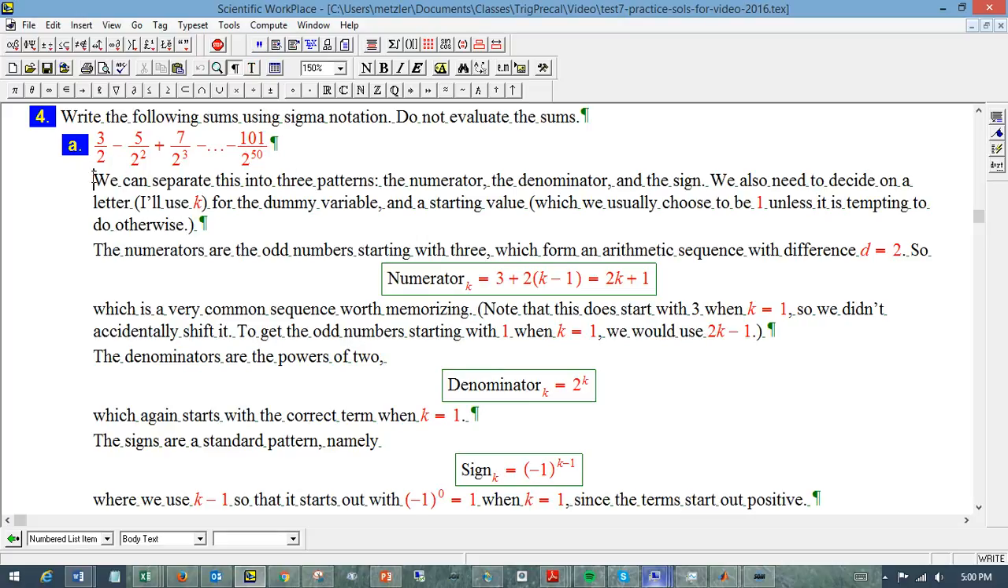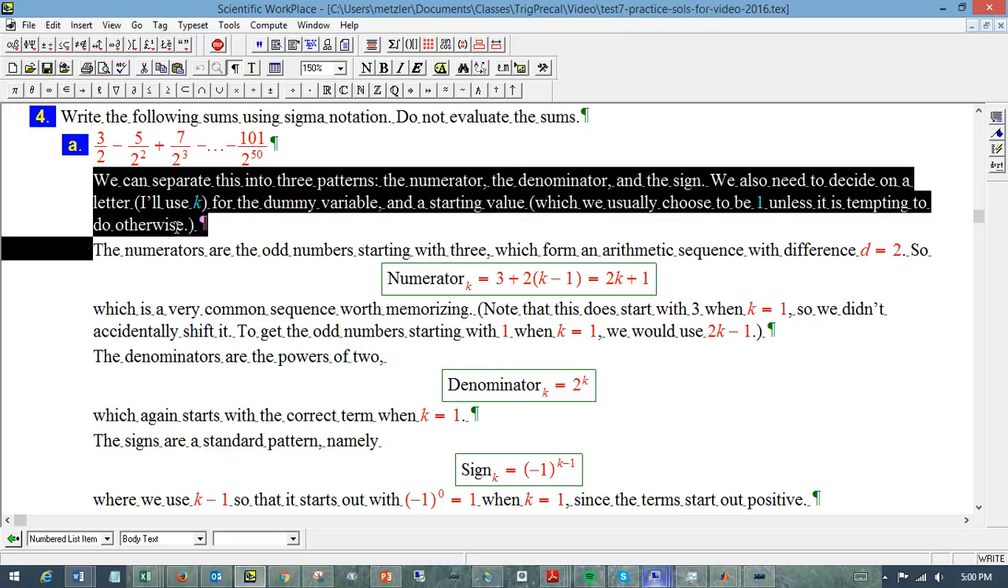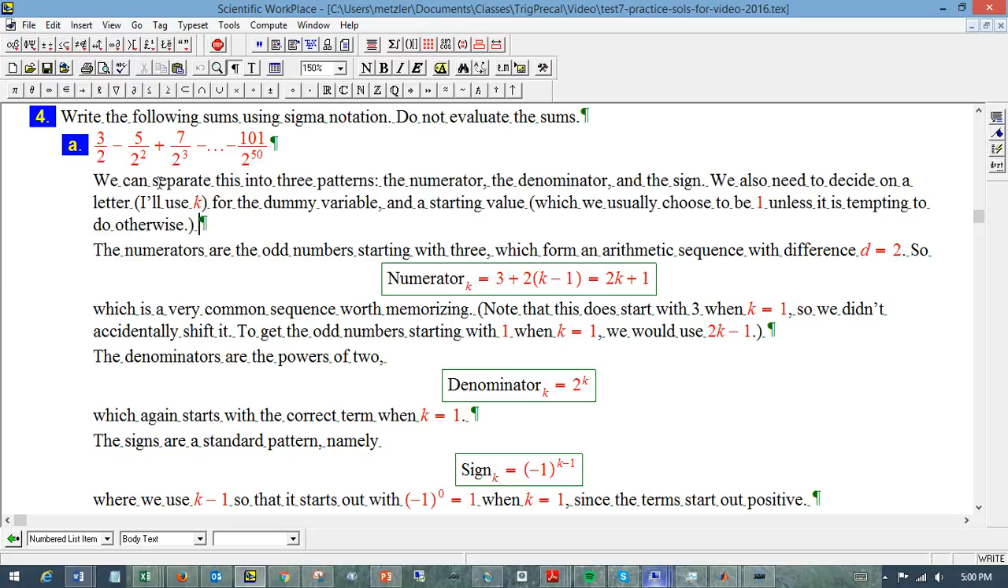So as I point out here, the main thing with these ones is to separate out into pieces. We've got a numerator, which doesn't look like it can be separated any further, but it looks plausible. 3, 5, 7. Okay, it looks like all the odd numbers starting at 3. We've got a denominator, which is written explicitly as powers of 2. Hey, that's a geometric sequence. I understand that. And then we've got some alternating signs.